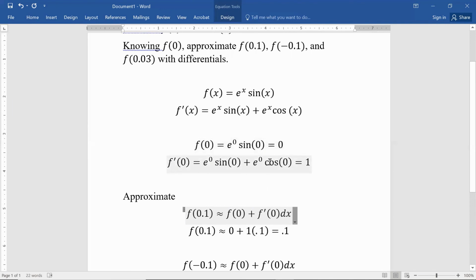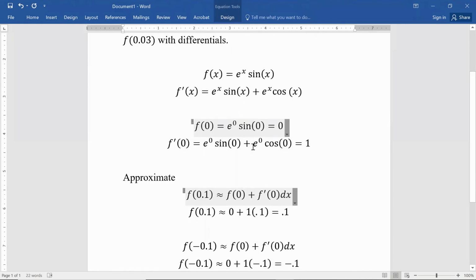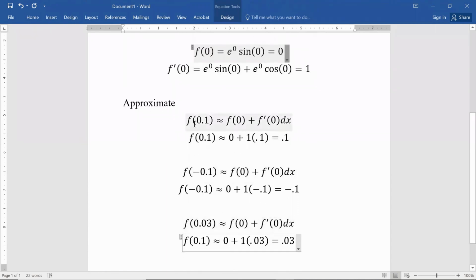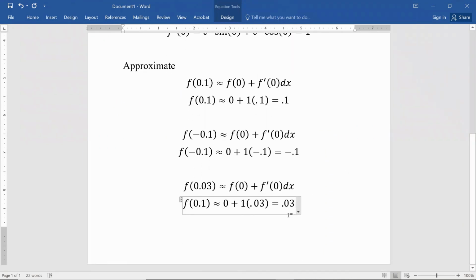If we were doing this by hand and we didn't have use of our calculator, it's much easier to approximate using differentials than to try to figure out e to the 0.03 or e to the 0.1. So you can see the advantage, especially if you don't have use of a calculator. The advantage is this technique is a much easier process if you don't have use of a calculator.